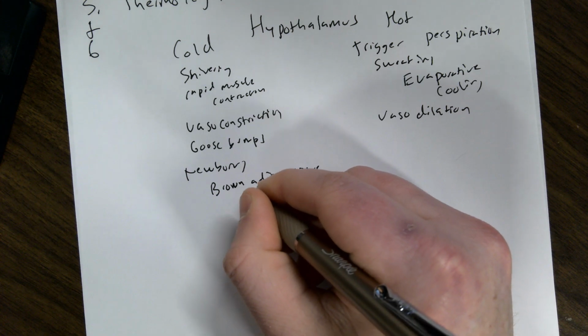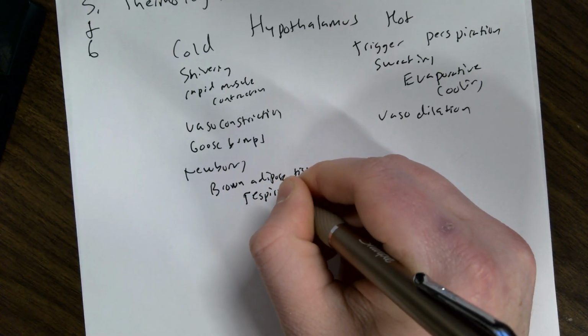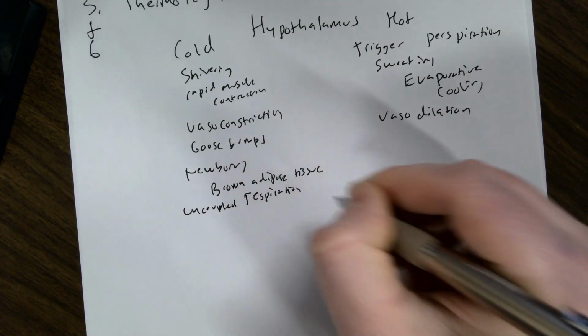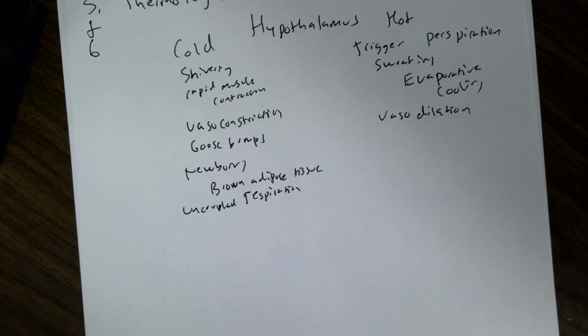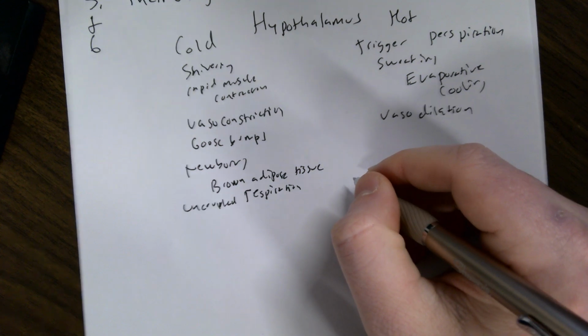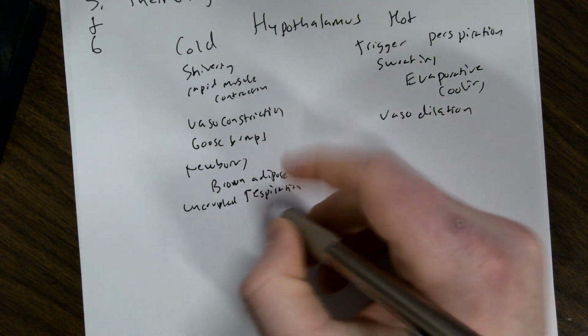To do respiration, and it's specifically uncoupled respiration to make heat. So that's only in newborns. Now, there's another one too. Another thing that affects it, and that's the pituitary gland. And it's mostly for the cold, so we're going to leave it over here.